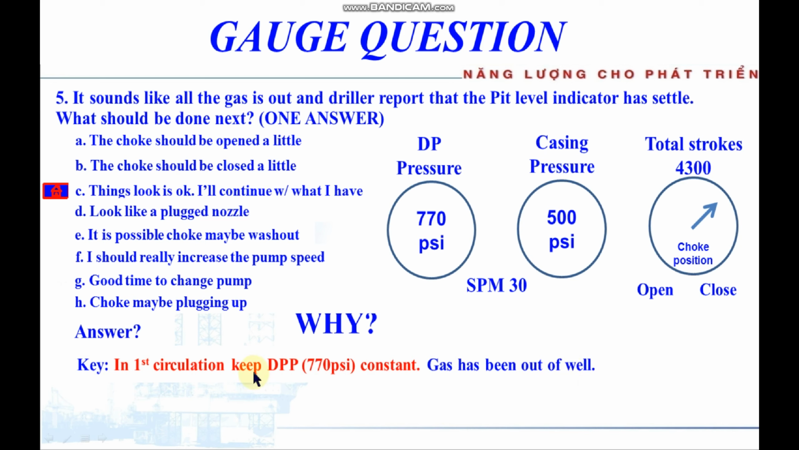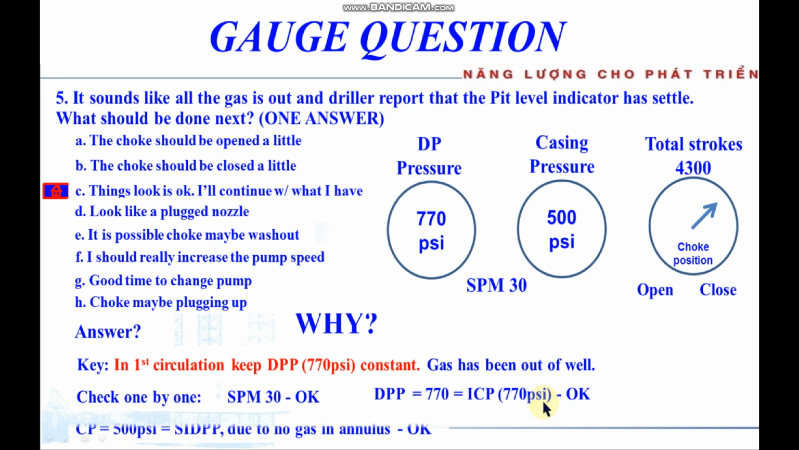Now check one by one. SPM 30, okay. Drill pipe pressure 770, constant, okay. Casing pressure 500, the same as set before due to the low guard alert. That's okay.